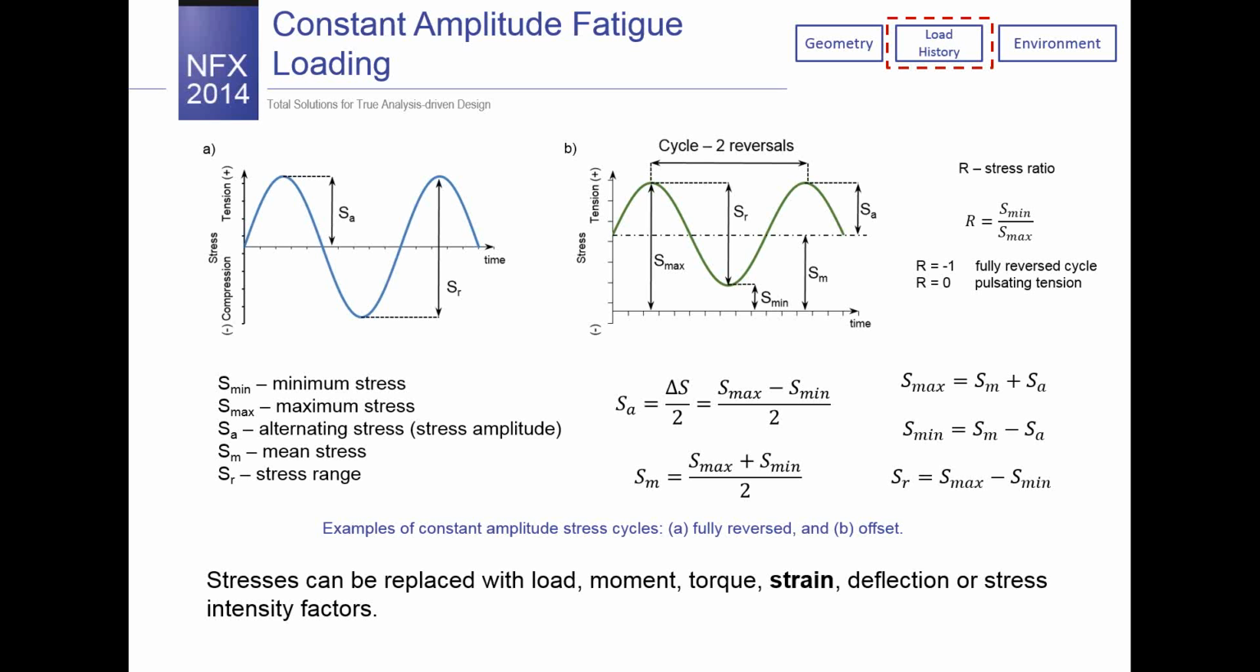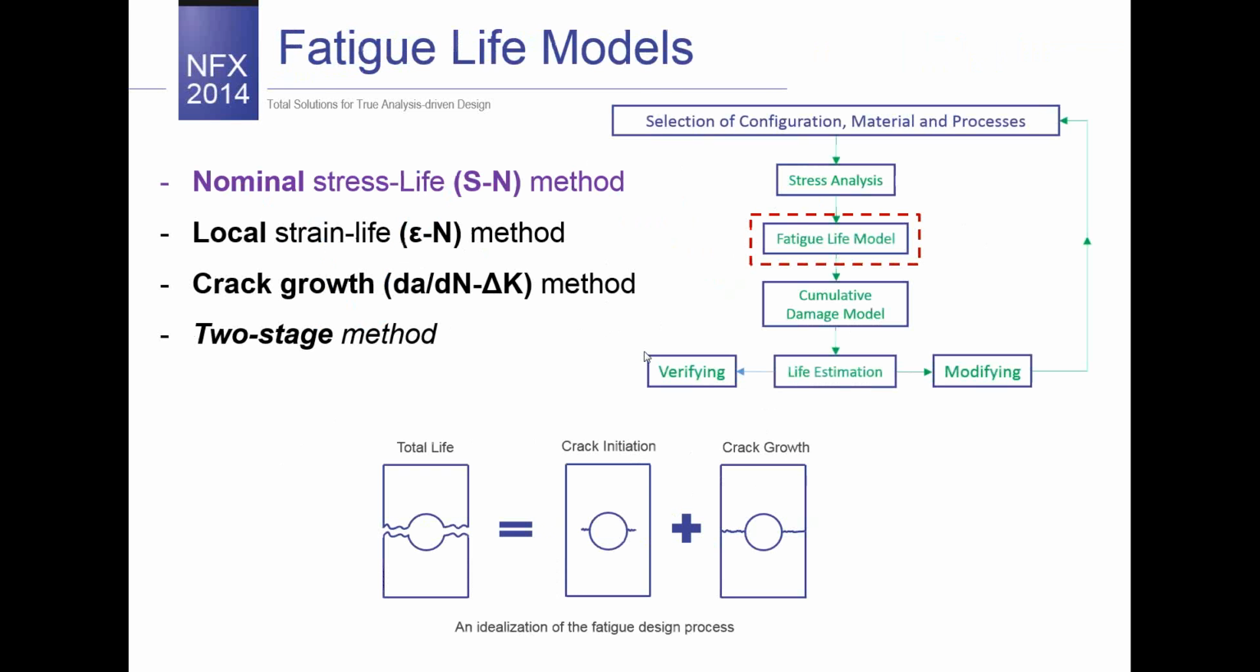If we take a look at the picture on the left, there is an example of a fully reversed cycle, and this cycle is defined by the stress ratio. The stress ratio is the formula that you see at the upper right corner. The value for a fully reversed cycle is equal to -1. But of course, depending on S minimum or S max, the ratio can be different. For example, you can define pulsating tension and pulsating compression, and so on. Stress itself for this function can be replaced with load, moment, torque, or strain, and let's say stress intensity factors. So we can use all of those functions.